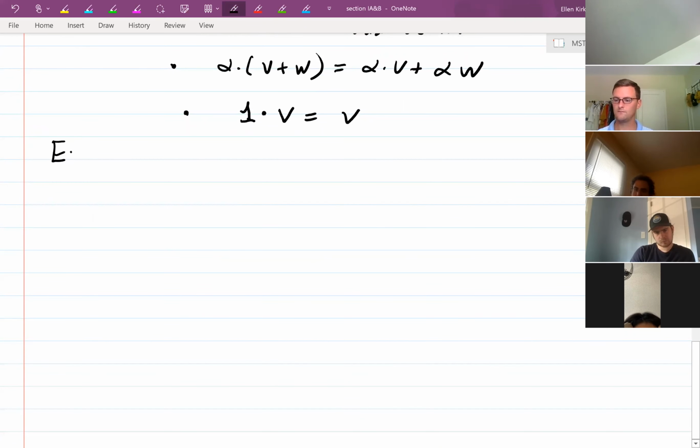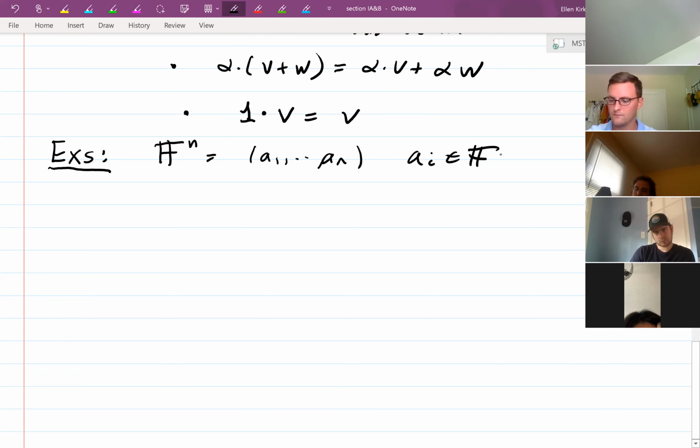And so examples, so we have still Fn, so these are n tuples. I think he typically writes them as rows. So that's a vector space. But there are also some new vector spaces.